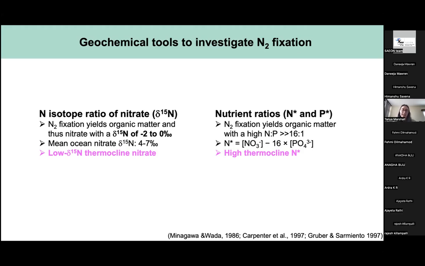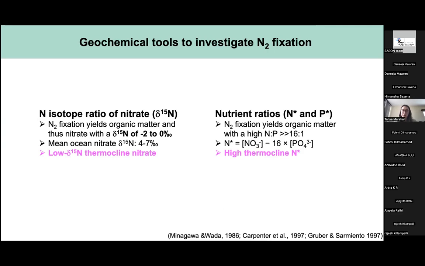The second geochemical tool is we can look at nutrient ratios. Here, I'm going to talk a bit today about N star. The reason that it's useful is because N2 fixation yields organic matter with a high N to P ratio. This ranges considerably, somewhere between 20 to 1, even up to 180 to 1, so its N component in terms of N star is also significant.